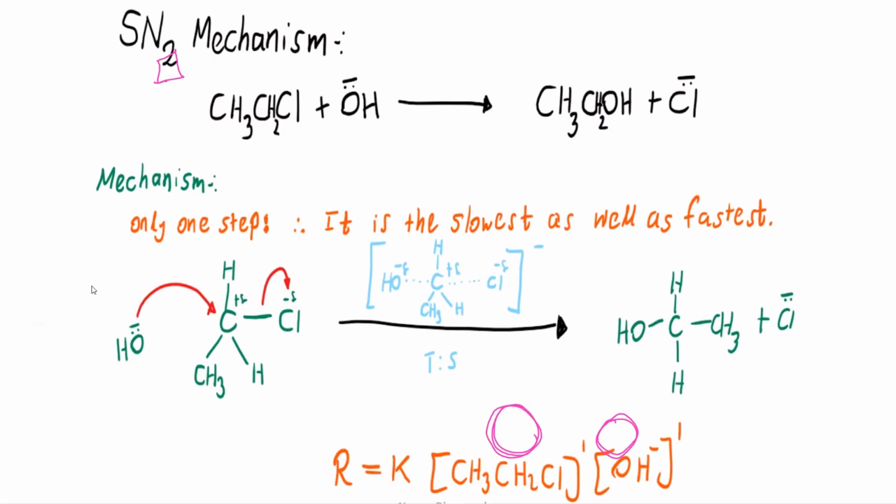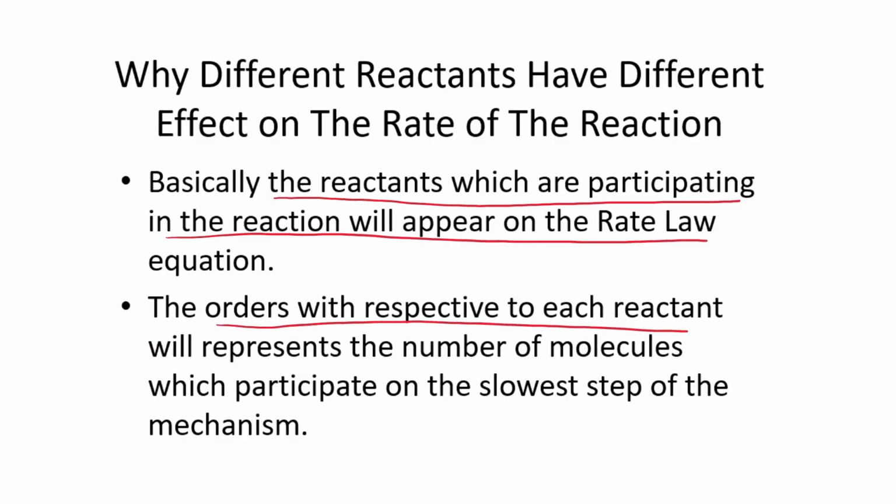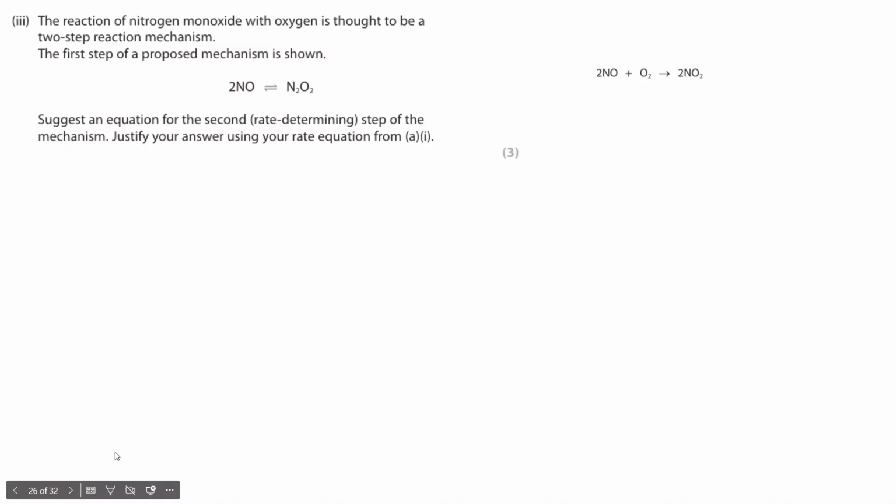Okay, now you got the idea how the mechanism is linked with the rate law, right? Now let's see whether we can understand what they are saying. Basically, the reactants which are participating in the reaction will appear in the rate law. That's fine. The orders with respect to each reactant will represent the number of molecules which participate in the slowest step of the mechanism. That's also right. Now, keeping that in our mind, let's go for this question.